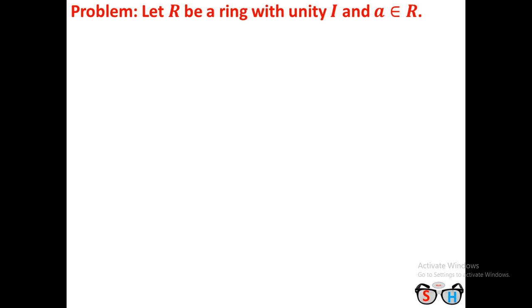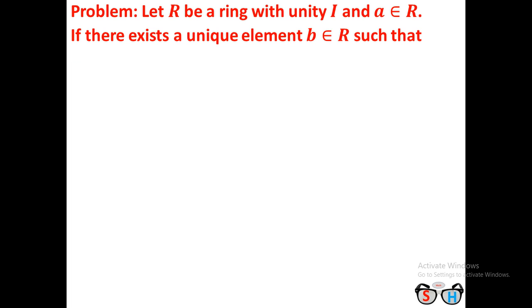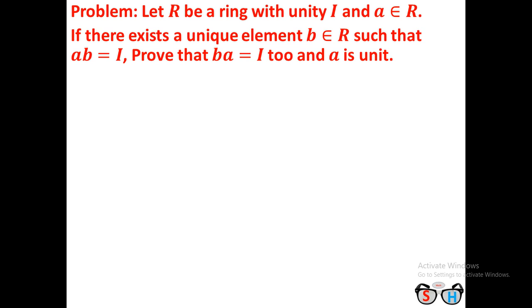Now I give another problem. Let R be a ring with unity and A belongs to R. Suppose there exists a unique element B in R such that A dot B equals I. Prove that BA equals I. What is the problem? Here R is a ring with unity and A is an element in R. There exists a unique B such that A dot B equals I.